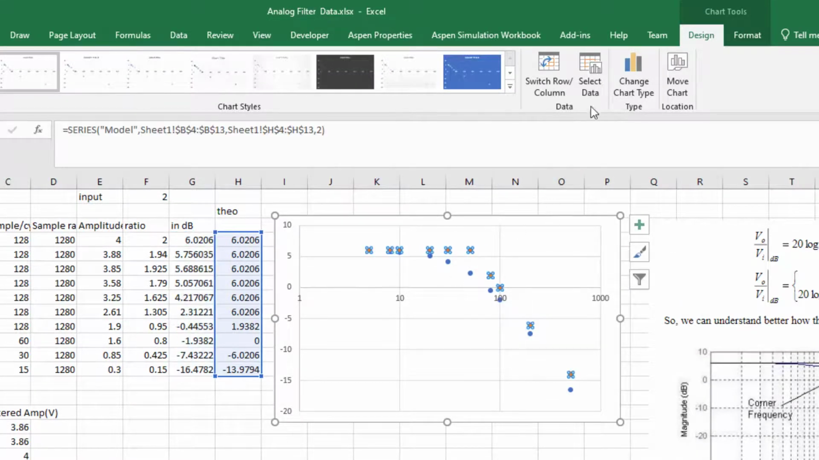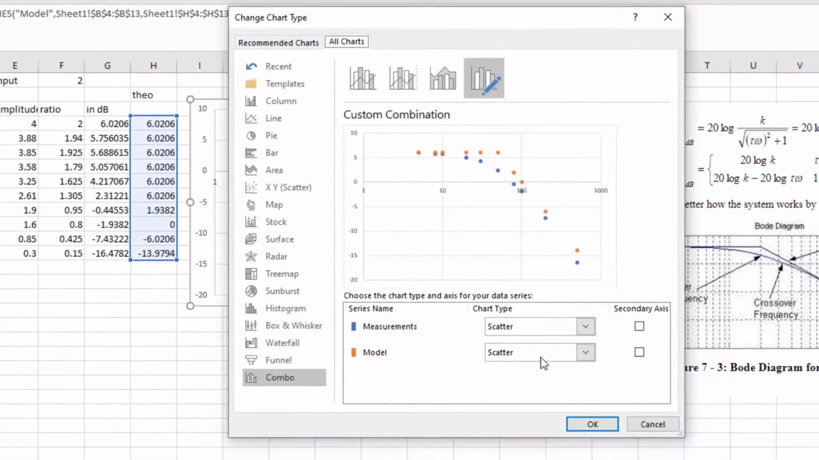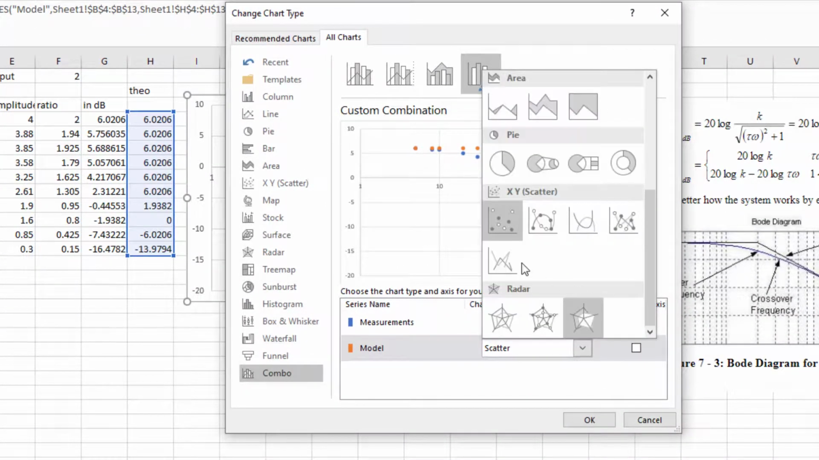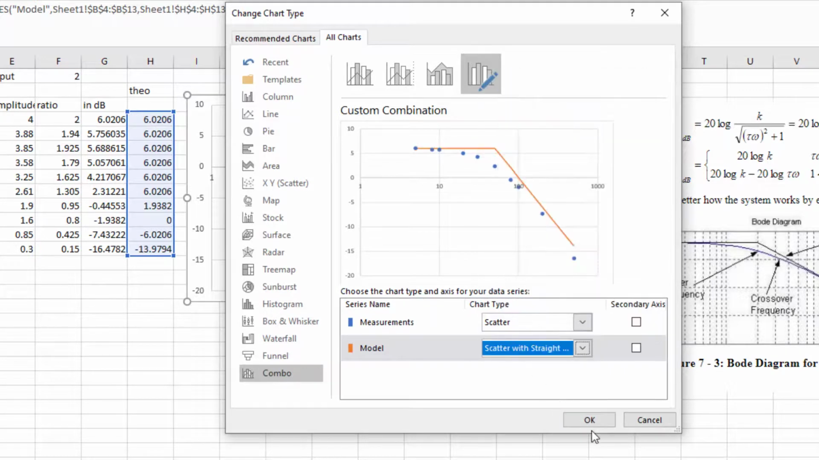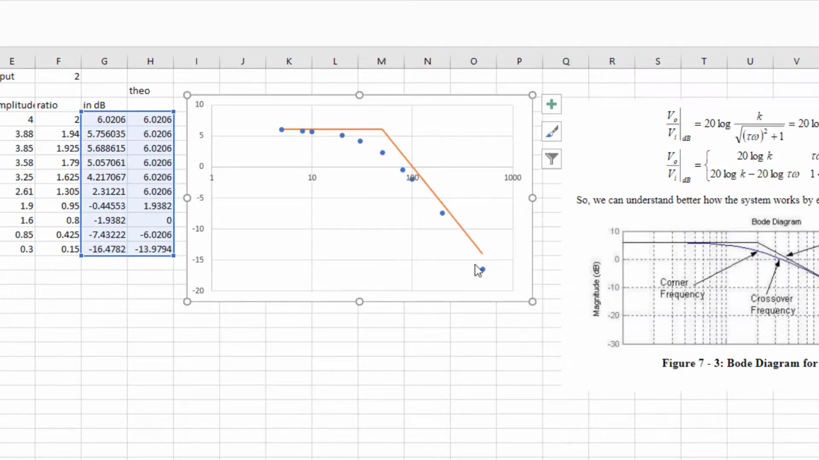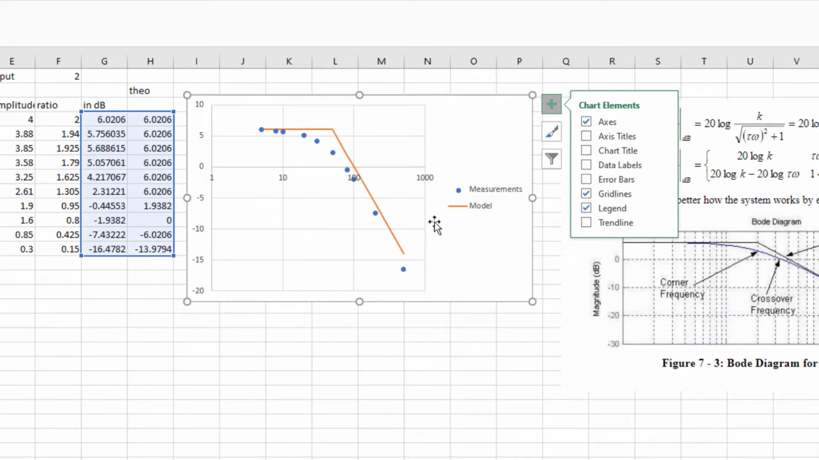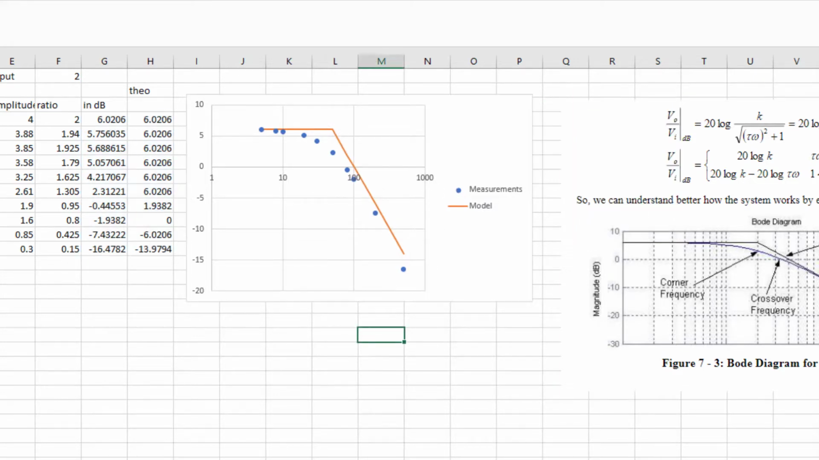You want to convert this to lines. Just click on chart, change chart type, and change the model to scatter with straight lines. Make sure this is unchecked. If it's checked by mistake, uncheck it and click OK. And that's how you form the theoretical curve. Then add a legend to distinguish between the measurements and the model. Okay, that's it.